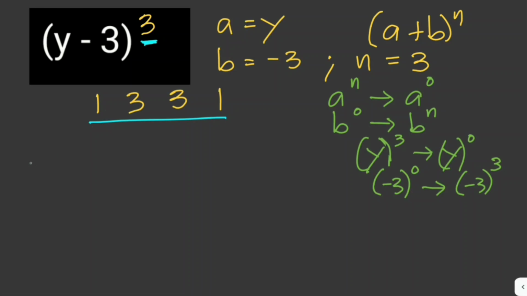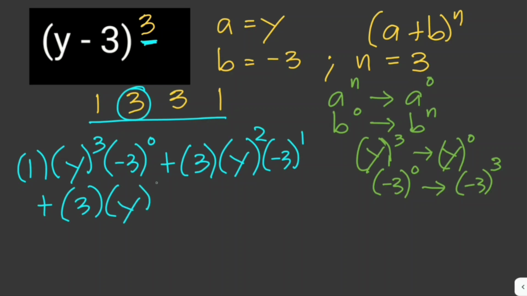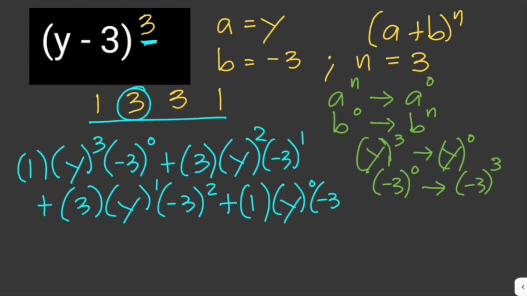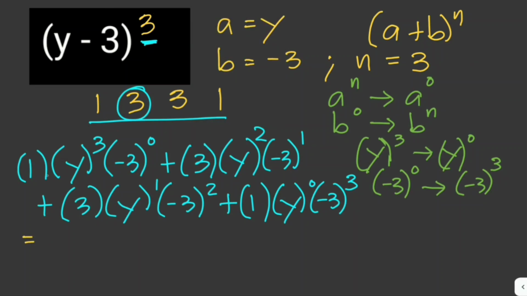So we start with coefficient 1. So 1 times a, which is y cubed, times negative 3 to the 0, plus 3, the second coefficient, times y squared times negative 3 to the 1, plus 3, the third coefficient, times y to the 1 times negative 3 squared, and the last term with coefficient 1 times y to the 0 times negative 3 cubed. And now let's simplify the terms.